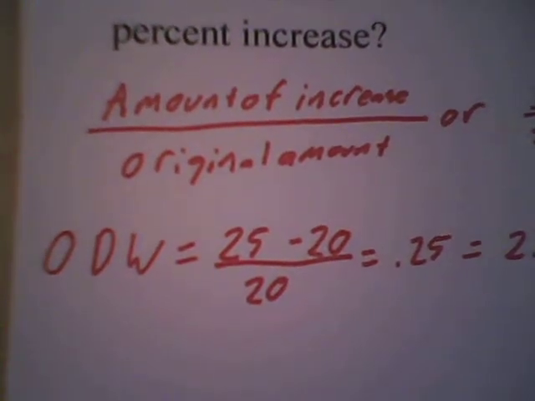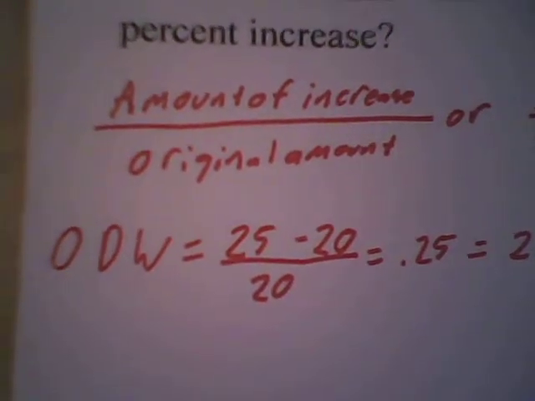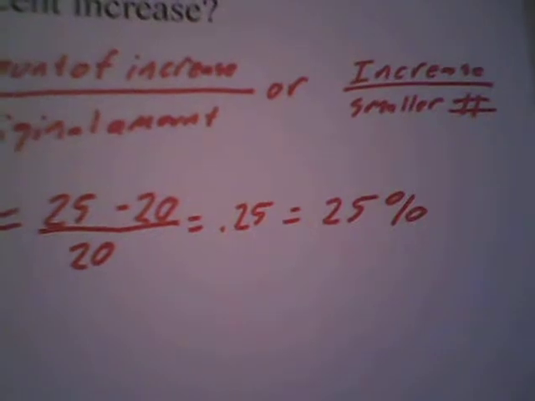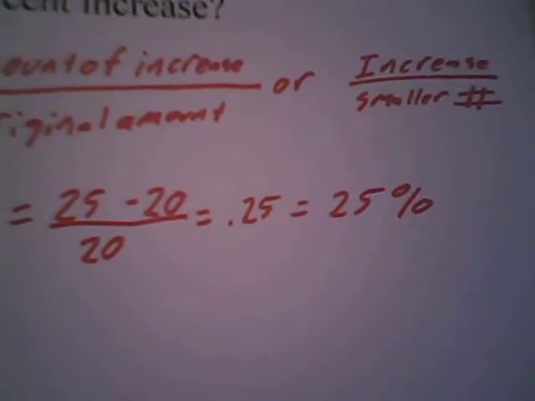Remember, when you're going from a decimal to a percent, you have to move your decimal over 2 places to the right. So 0.25 becomes 25%. So his percent increase was 25%. Next question.